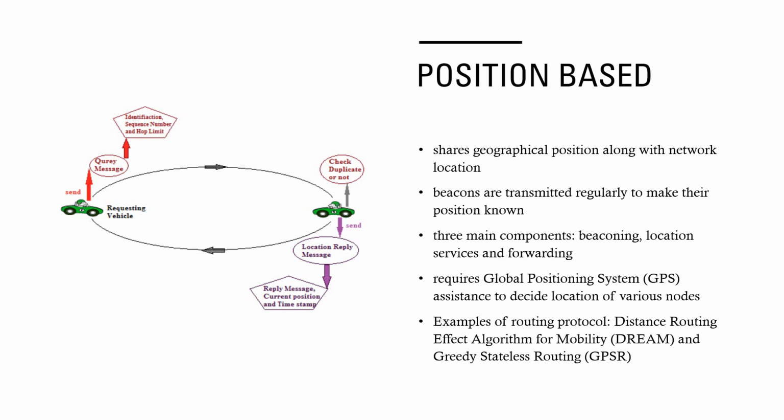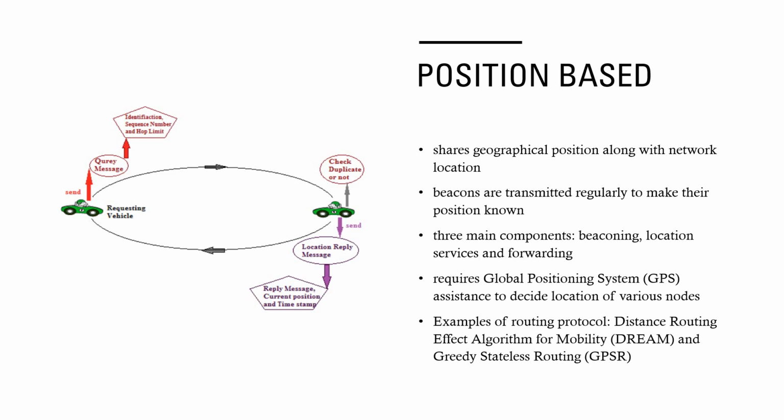So this is why the location service is required, and also forwarding capability. Without forwarding, actually it's not a network. It requires global positioning system, or GPS assistance, to decide the location of the various nodes. And examples of this routing protocol can be distance routing effect algorithm for mobility, or DREAM, and greedy stateless routing, or GPSR.